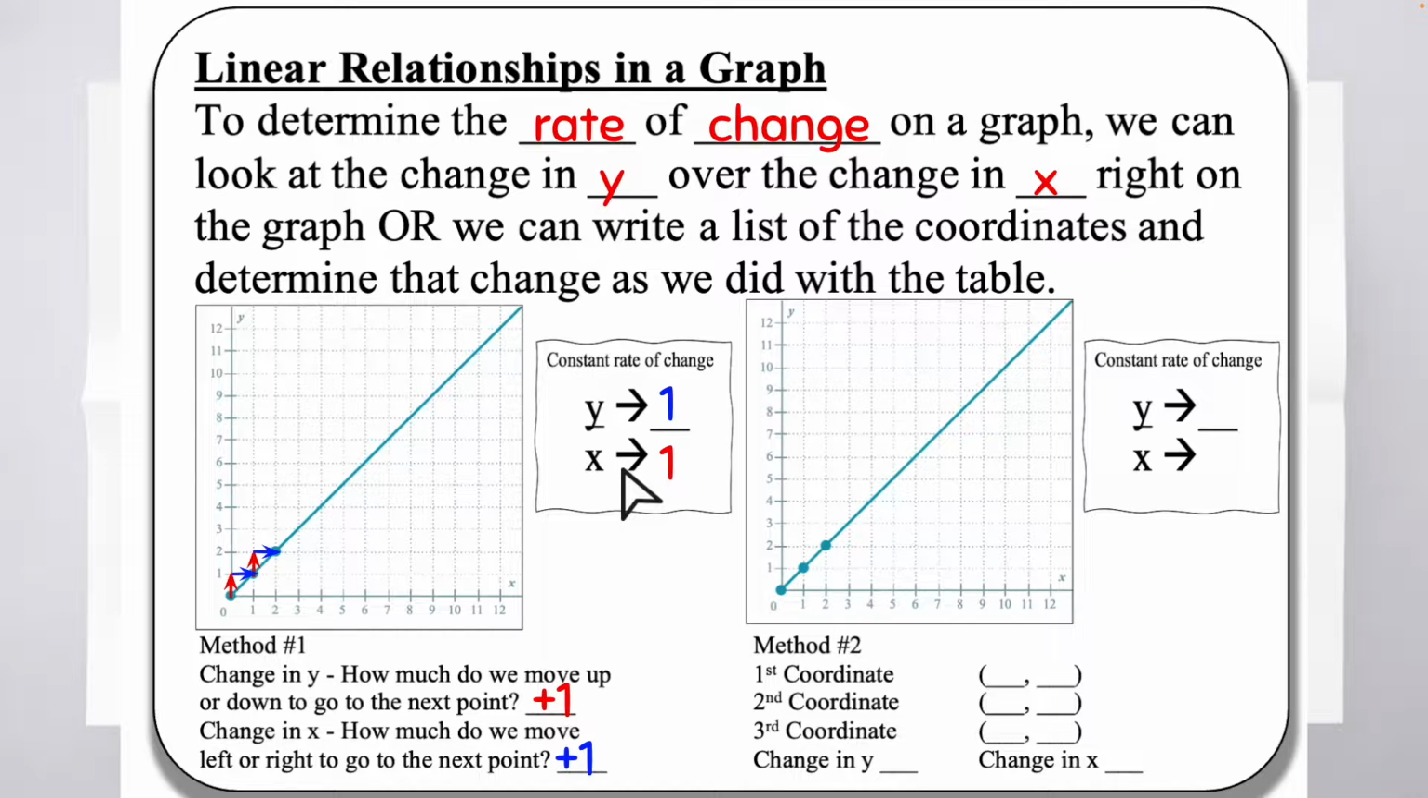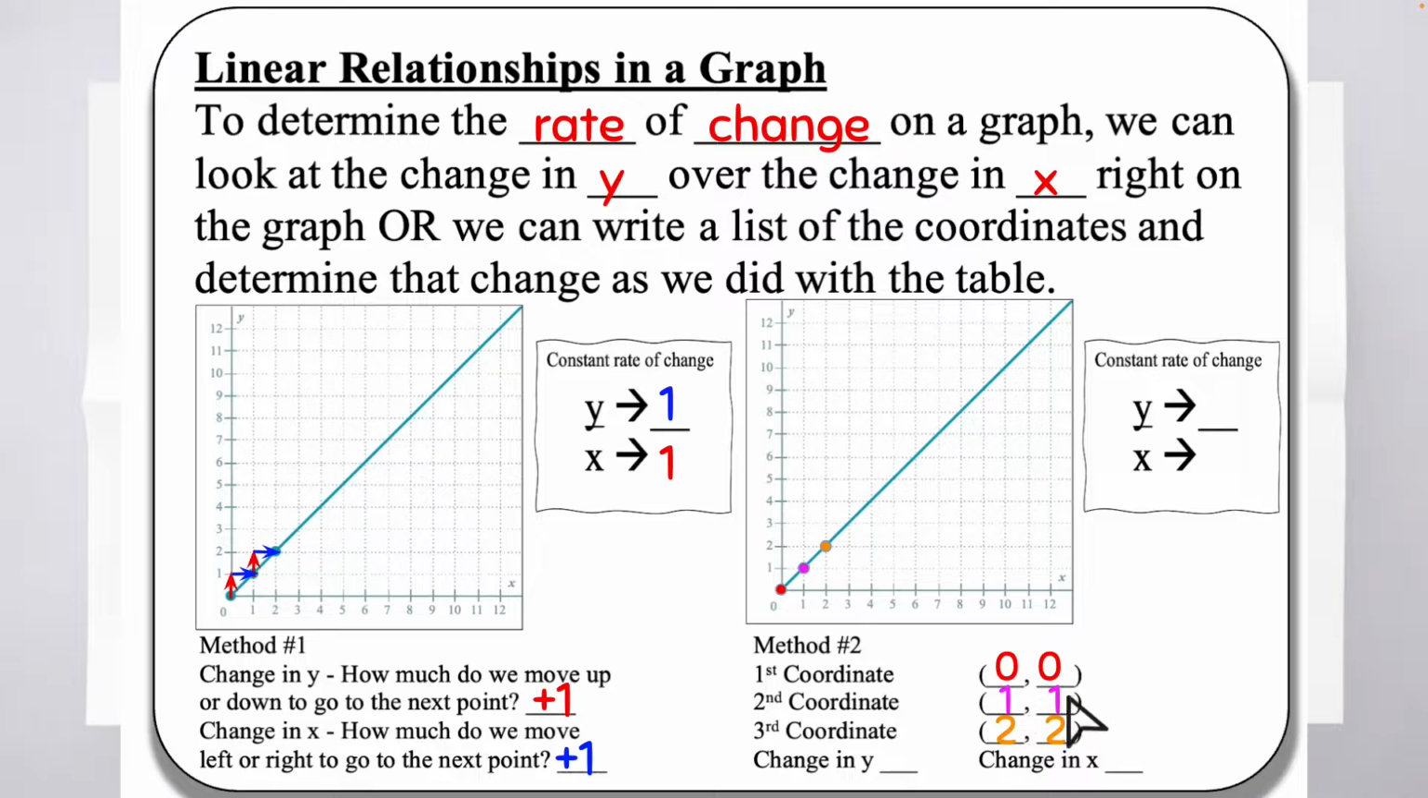We can look at that exact same problem, but we're going to look at the coordinates. So now I'm going to look at these coordinates. I have 0, 0 for my first one. The next one I have 1, 1. And my next one I have 2, 2. So I can see my 3 coordinates here.